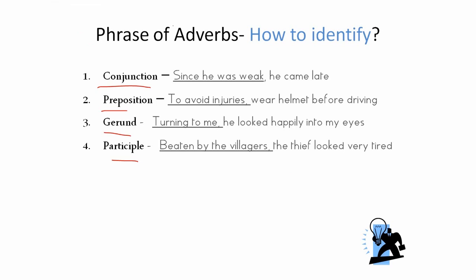You know, he came late, that's the actual sentence. Wear helmet before driving. He looked happily into my eyes. The thief looked very tired. Now I can add, like using a conjunction, since he was weak, he came late. To avoid injuries, wear helmet before driving. Turning to me, he looked happily into my eyes. Beaten by the villagers, the thief looked very tired.